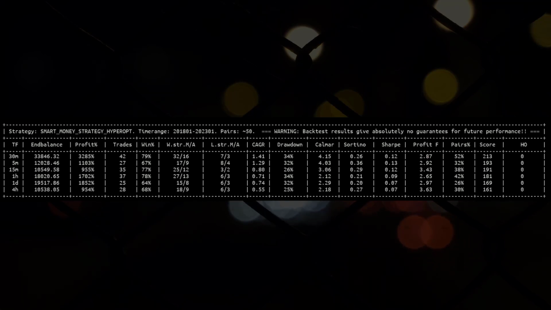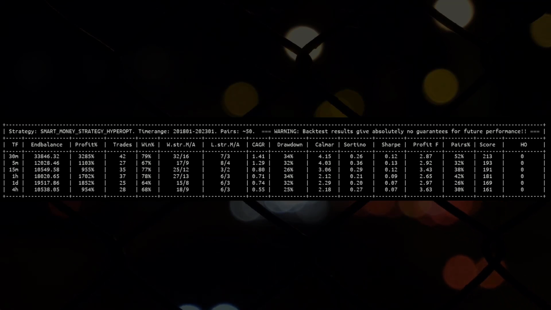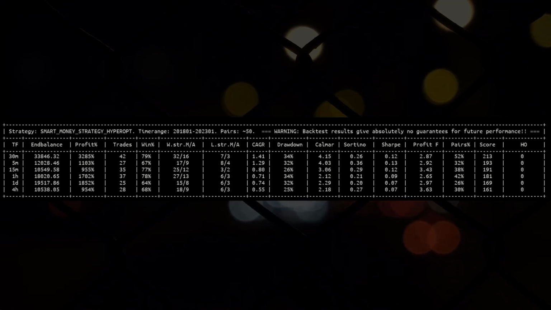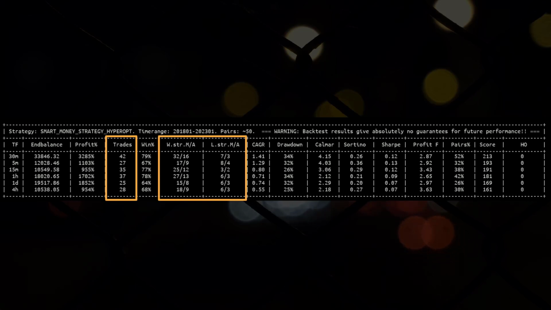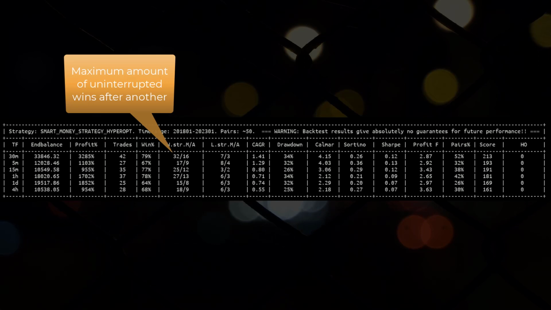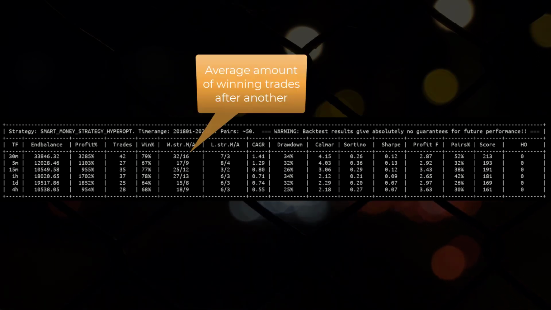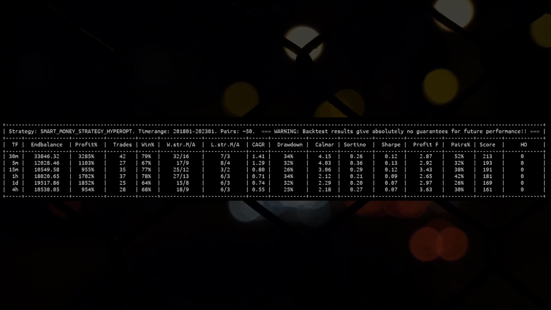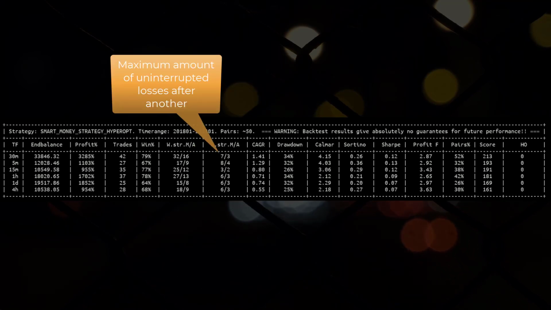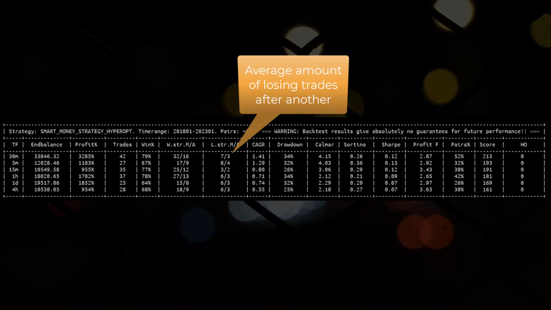But for those who follow my videos or read my blog posts for a while, they might already see a difference in this table. I have also added some new columns in this overview, namely the amount of trades made, the winning streak, where the number of the maximum win streaks is over here, and another one that shows the average winning streak. And of course also the same for losses, the maximum amount of losing trades after another, and the average of all those losing streaks.